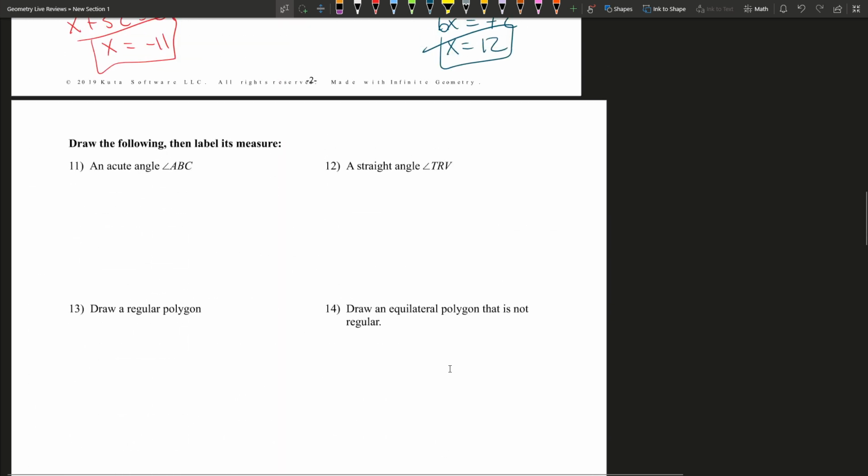All right, number 11, 12, 13, and 14. Those all rely on your knowing different definitions. All right, so an acute angle is something that's less than 90 degrees, and we have to draw that.